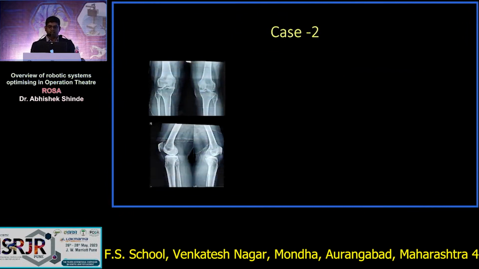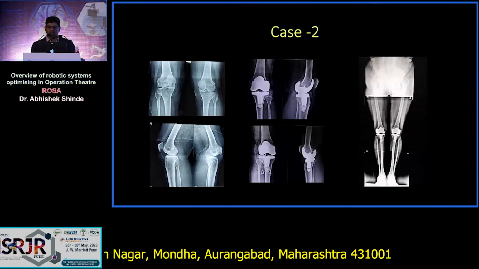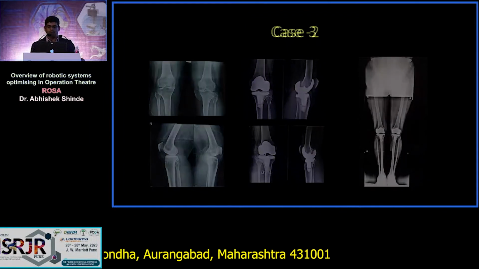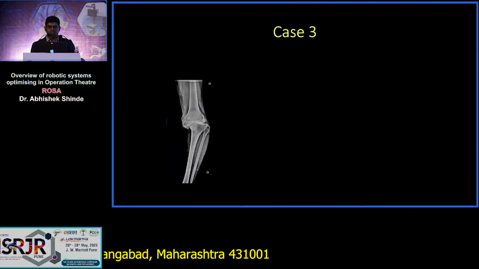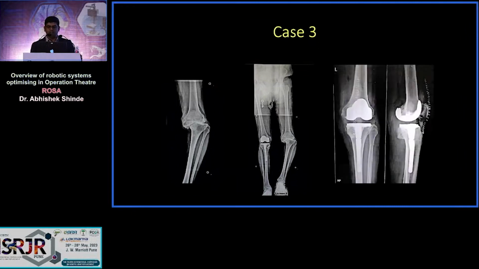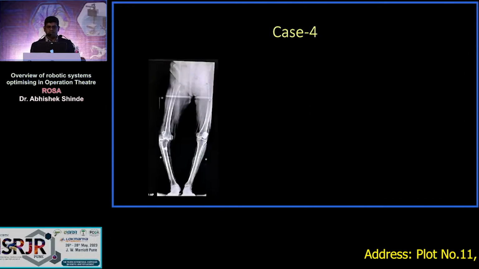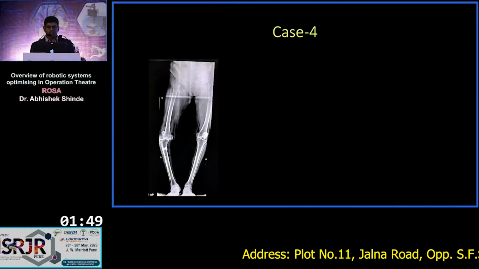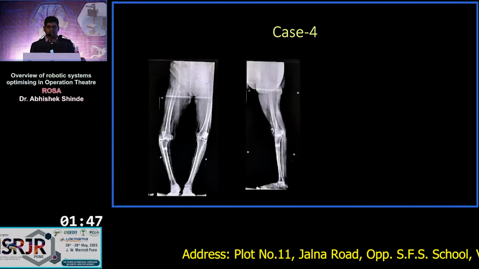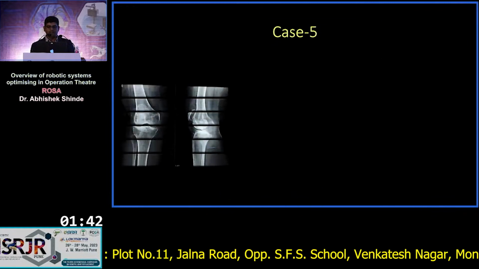Again, bilateral knee replacement you can do pretty well with this ROSA robotics. This is the scanogram post-op. This is case 3. Again, the severe varus deformity. Earlier it was operated without navigation. This I operated with navigation. This is case 4, again with the tibial varus and the stress fracture. This is the scanogram on the lateral view, and this is the post-op X-ray.